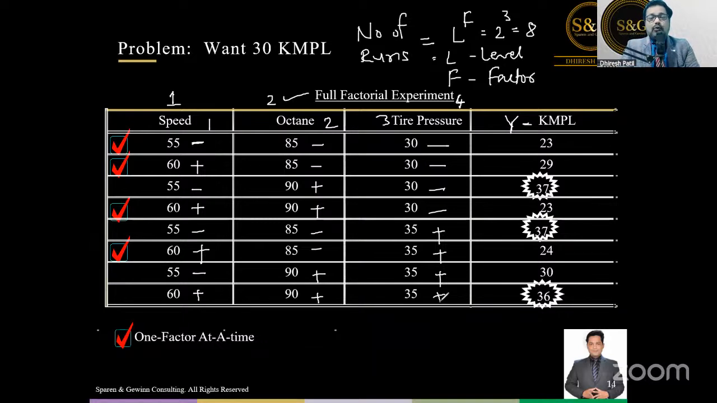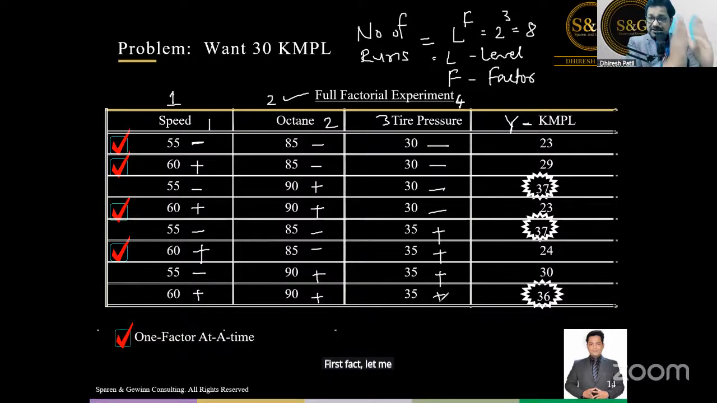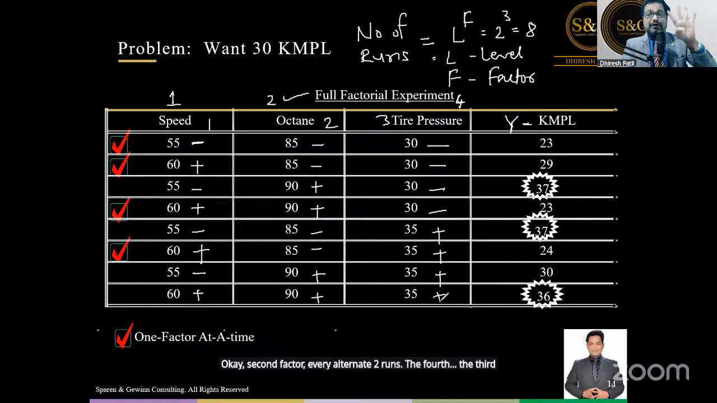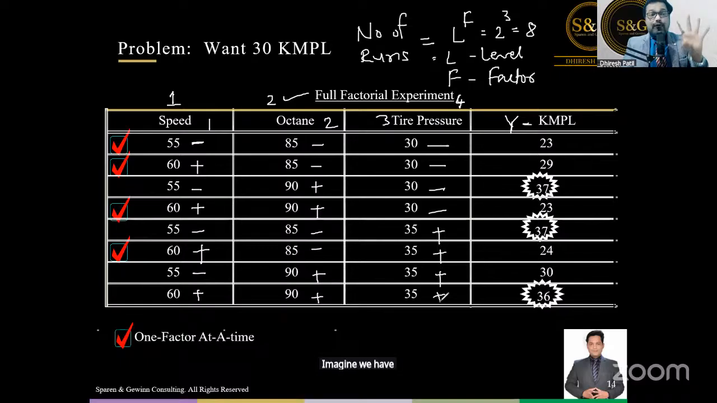Are you clear how did I arrive with this table? First factor, let me repeat. The first factor changes every alternate run. Second factor, every alternate two runs. The third factor, every alternate four runs. Imagine we have four factors.